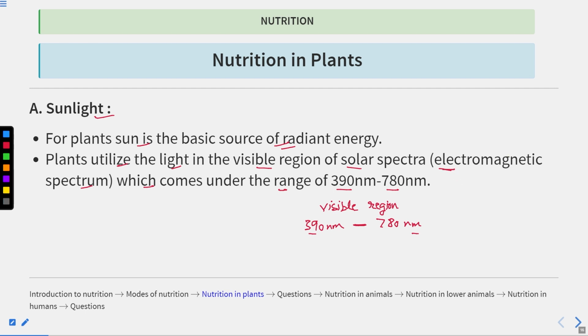So the electromagnetic spectrum is very huge. A part of the electromagnetic spectrum is the visible region, or the visible spectra, which is from 390 to 780 nanometer. So in this range, plants can absorb light and carry out photosynthesis.